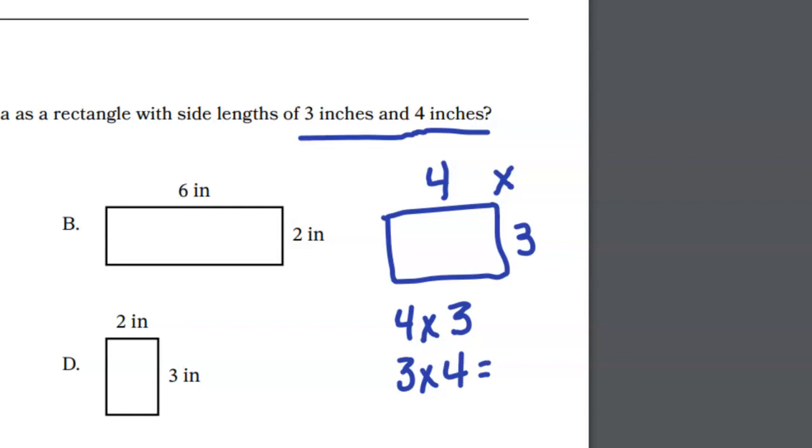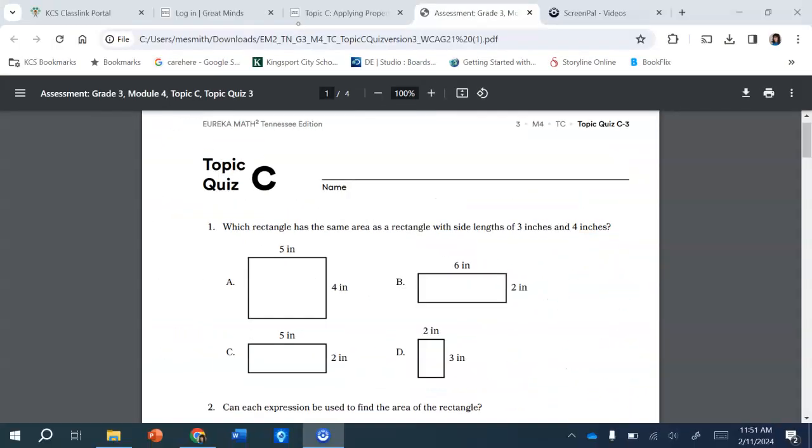and that would give us an area of that rectangle of 12 square inches, because we tile in square units, and these happen to be inch tiles. So the area of the rectangle they're wanting me to find is 12 square inches. That's the first thing I have to know. Then I'm going to look at my choices.